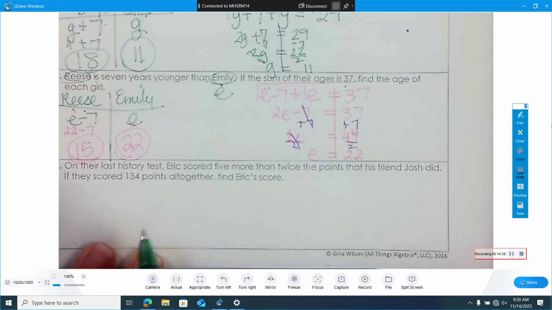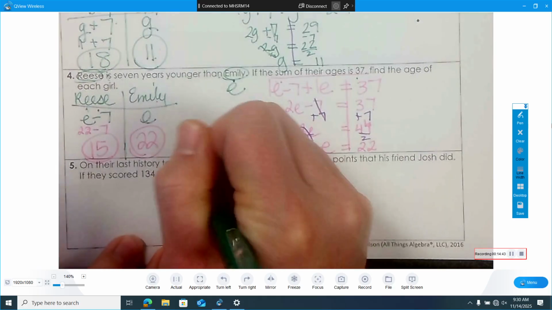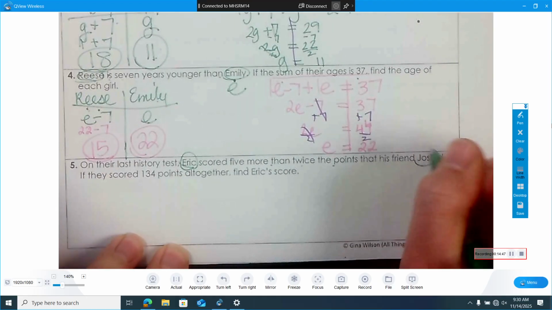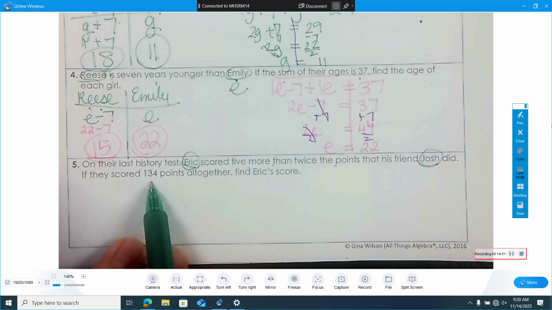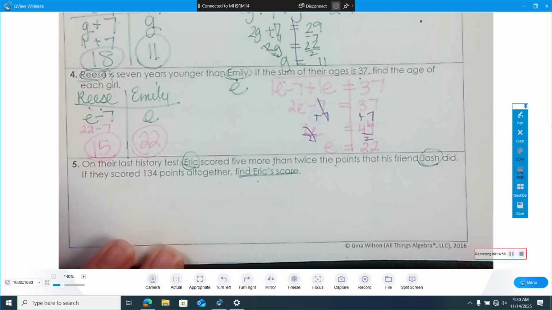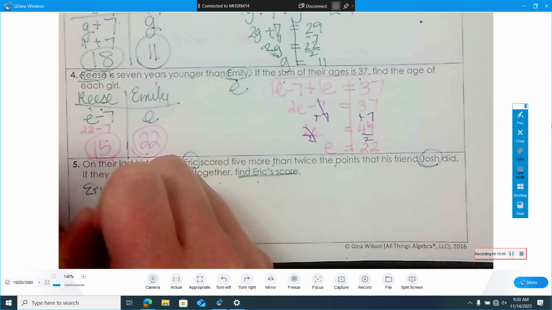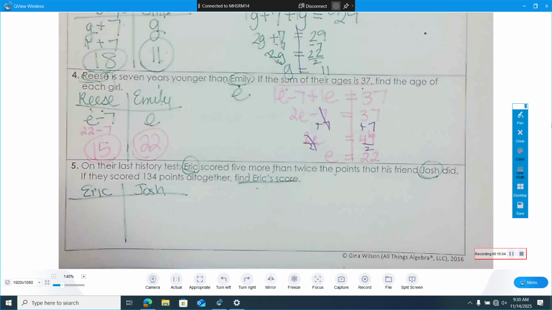Number 5. On their last history test, Eric scored 5 more than twice the points that his friend Josh did. If they scored 134 points altogether, find Eric's score. Who are the 2 players in this problem? Eric and Josh. So Eric and Josh are my two players.